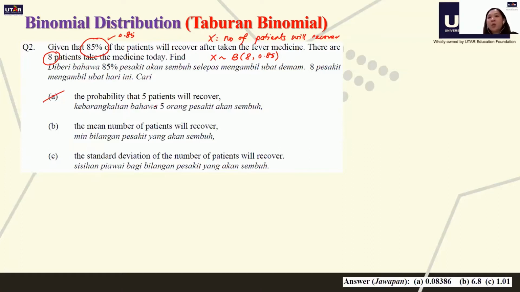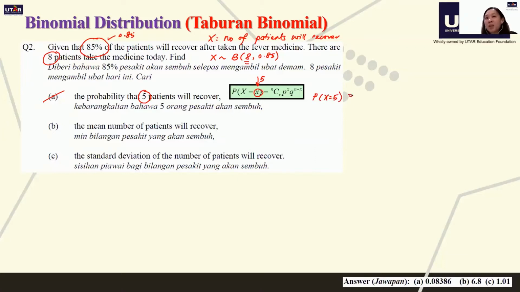Remember just now we have a formula for probability. This is the probability formula, right? But in the question, they want to find only 5 patients recovered. So the X here refers to 5, and the n here refers to 8. The probability is 0.85, and the small x here is 5. So I will just put down my notations here. The question asks to find X equals 5.